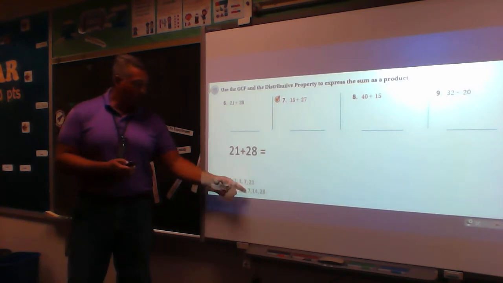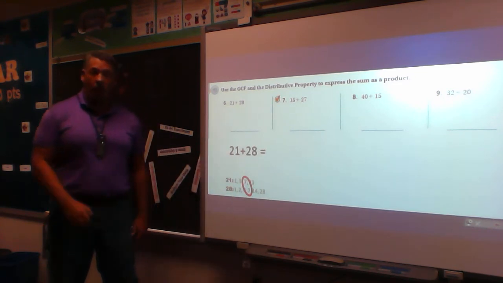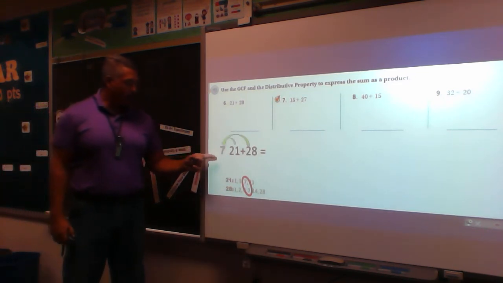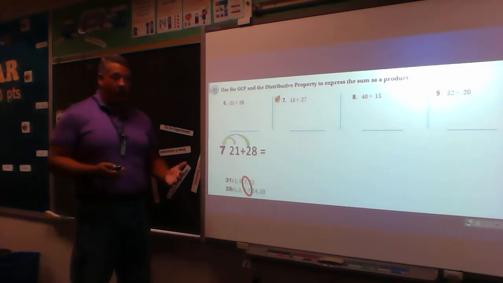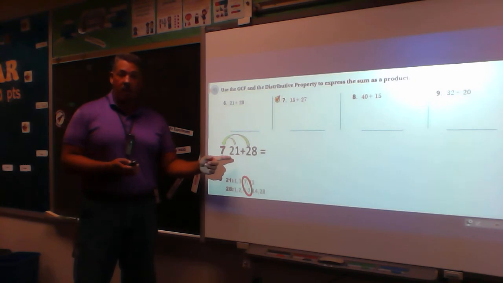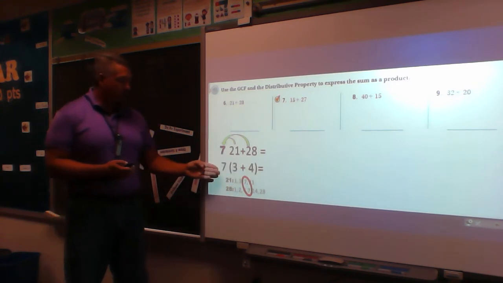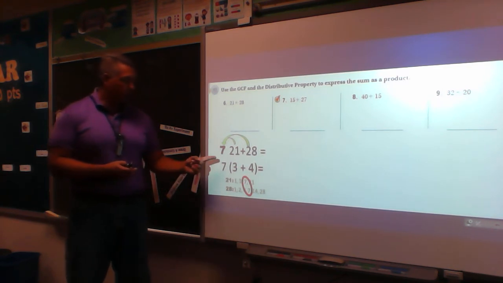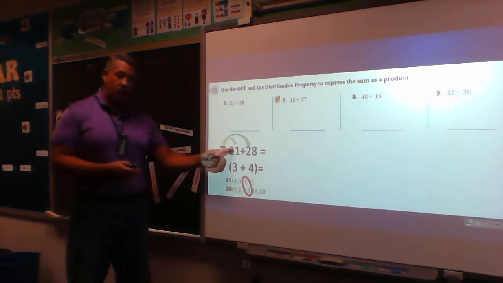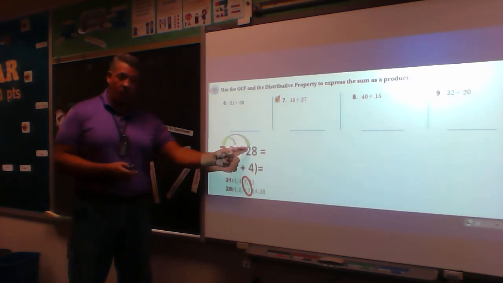So once I know my greatest common factor is 7, then that's what I'm going to take out of both of those. So I write my 7 by itself, and then I have to figure out what is left. So that's when I have to know my multiplication facts, or I could type in my calculator 21 divided by 7 and see what's left, 28 divided by 7 and see what's left. I'm going to have my 7, and then I'm going to have my parentheses. And what I find out is left inside my parentheses, there would be a 3, because 7 times 3 is 21. And there would be a 4, because 7 times 4 is 28.